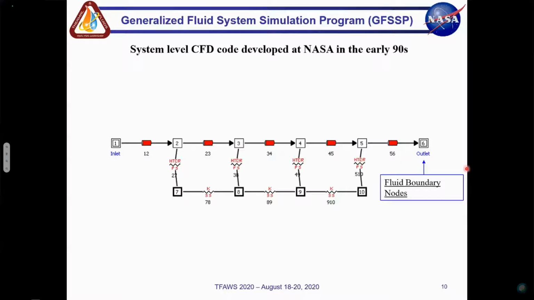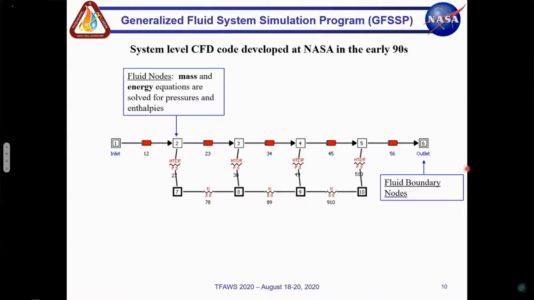So I'm now just going to talk about the basic functions of GFSSP. If we just look at this top row only for now, this is what we need to solve any kind of hydrodynamic problem. There are fluid boundary nodes here, number one and number six. This is where you can input your fluid temperature, your fluid pressure, and your quality at the inlet and the outlet of your system. Between the boundary nodes, you have fluid nodes, which are places where the mass and energy equations are solved and the pressures and enthalpies at these positions are determined.